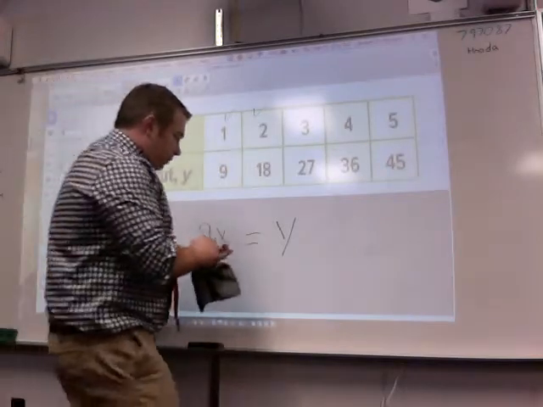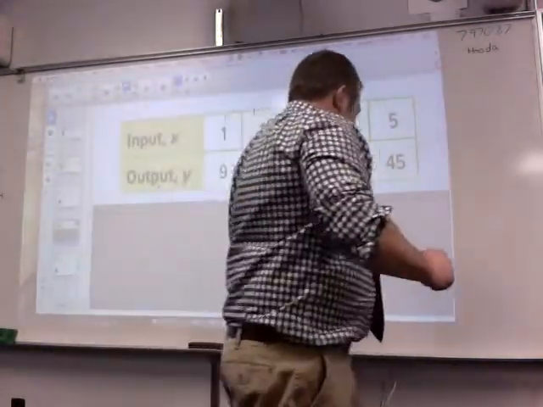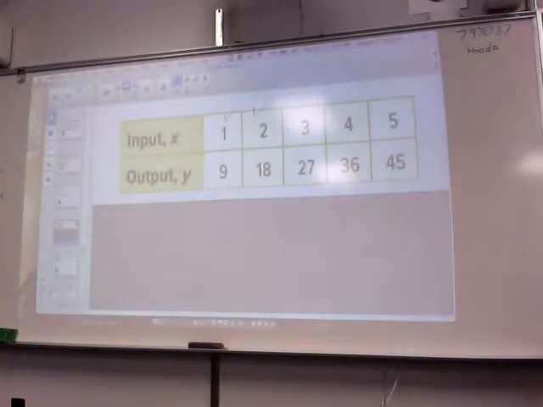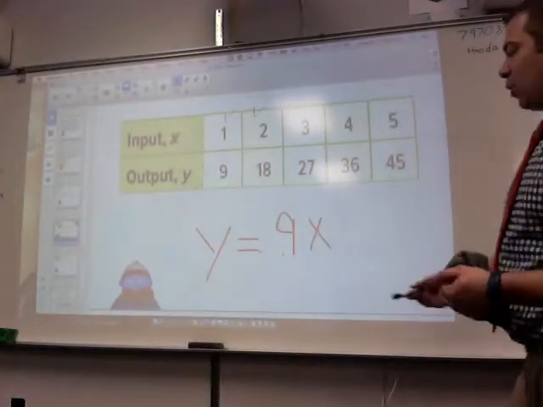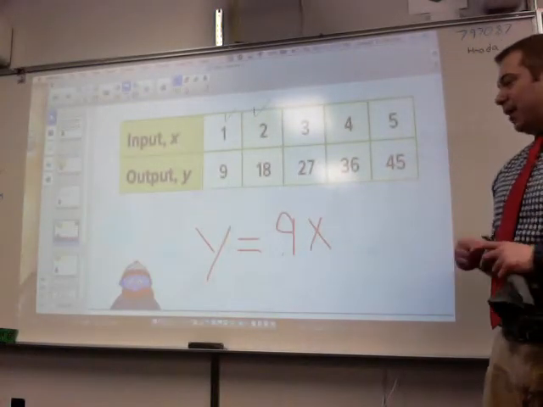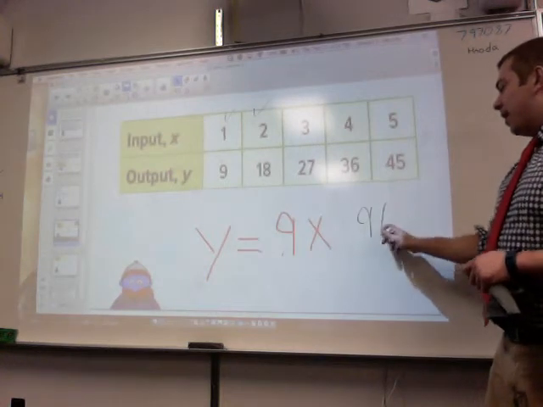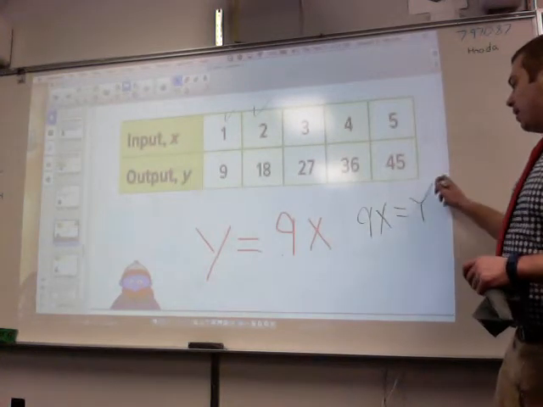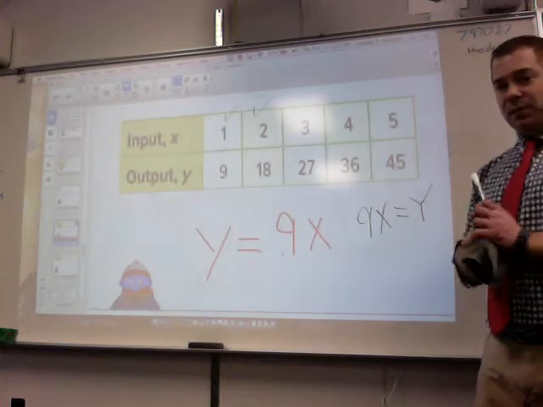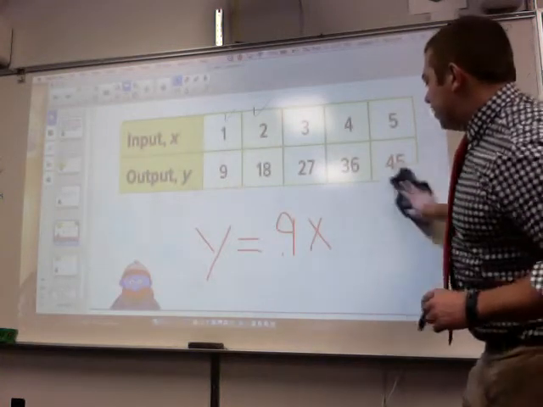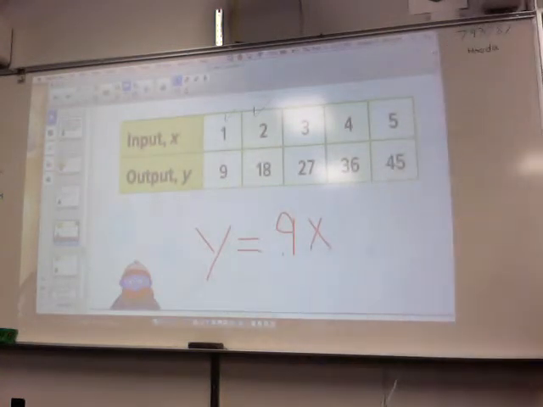Let's check and see if I'm right. And there it is, but I actually wrote y equals 9x. Either way is the same. 9x equals y is the same exact thing. All right, so I found my equation. Let's try another one.